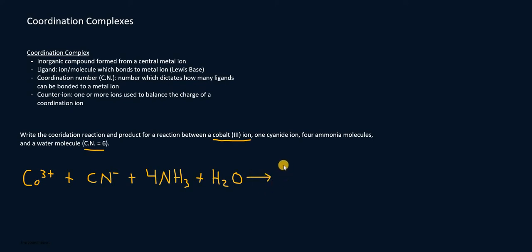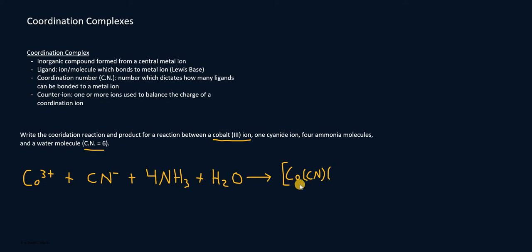To write the product of a coordination reaction, start with a bracket. Always start with a bracket. And then the first thing you want to write is your metal. In this case, our metal is cobalt. And then after you write your metal, you list all of your ligands in parentheses. I'll start my first parentheses with cyanide. And I only have one, so that's all we need to write for the cyanide.